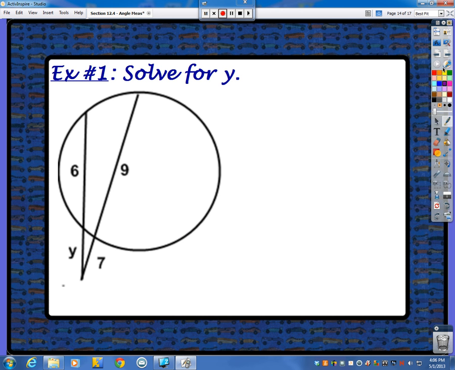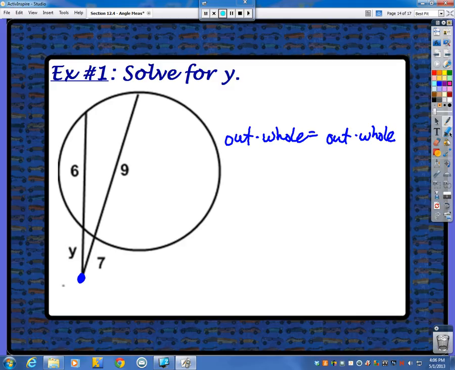So let's look at a very basic example to begin with. We see these two lines cross on the outside. So we're going to be using outside times whole equals outside times whole. And again, I will personally write this out when I'm doing the problem, okay?